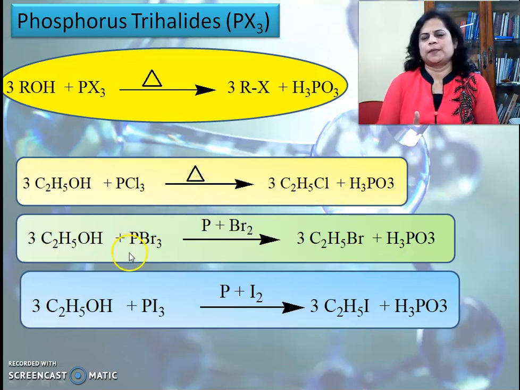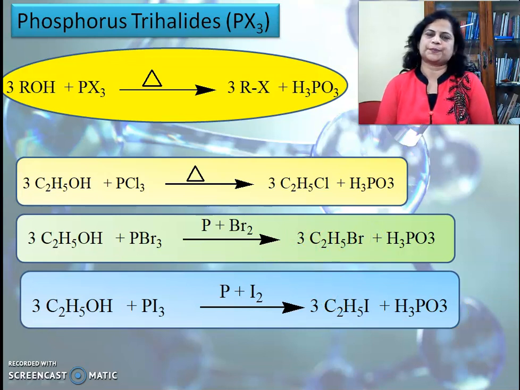But for the preparation of ethyl bromide and ethyl iodide using alcohol and PBr3, we require certain conditions: P plus Br2. As PBr3 is less stable, we require freshly prepared PBr3, and that is prepared using P plus Br2. So the reaction conditions for PBr3 are P plus Br2, and for PI3, P plus I2.